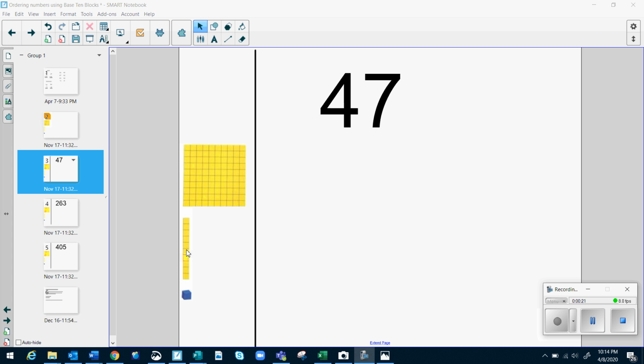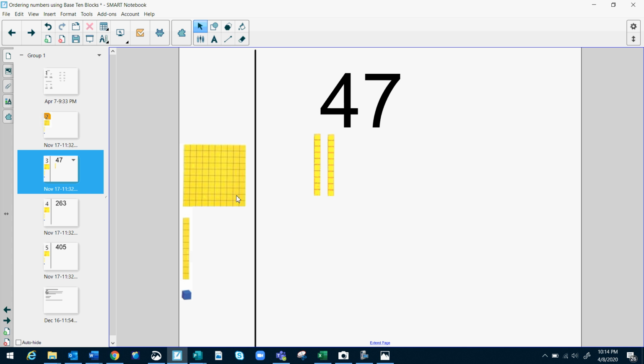So the first thing we're going to do is we're going to use our base 10 blocks here to create the number 10, 20, 30, and 40. There we go. And then we will make 7 ones. 1, 2, 3, 4, 5, 6, and 7. There we go.